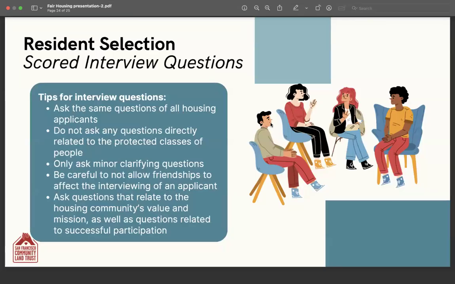So the questions that you ask the finalists are an important way, again, for you to have some power in the selection of people that are going to live with you, but also making sure that that power is not abused, and that it's a clear process for the people that are a part of the selection process, and then also for those that are applying to be a part of that housing community.